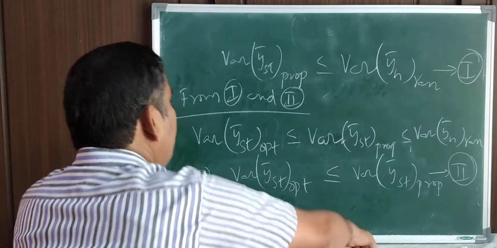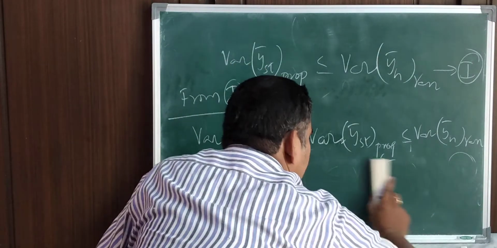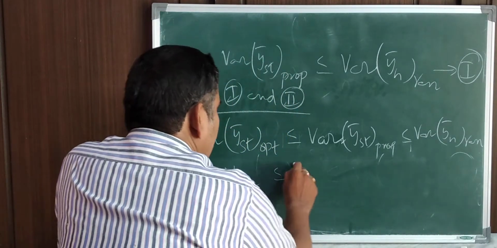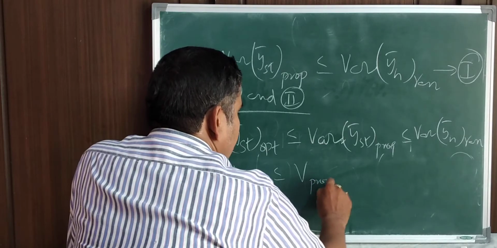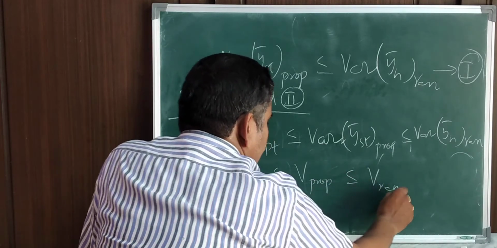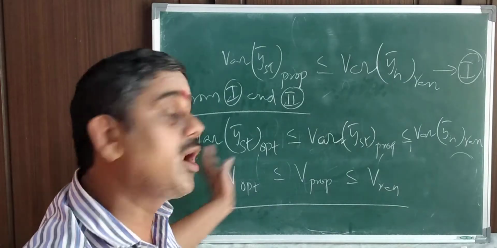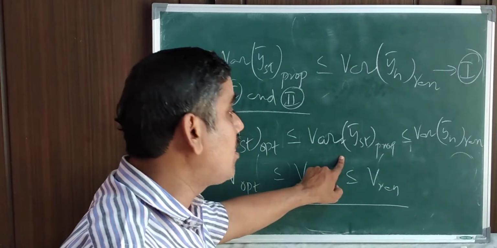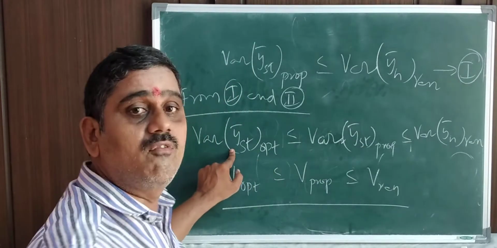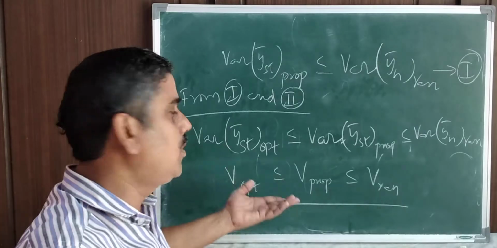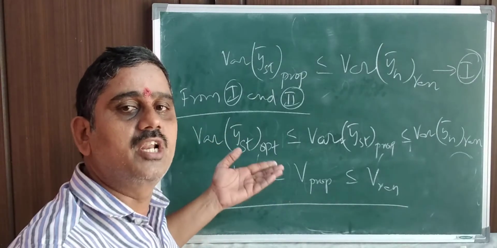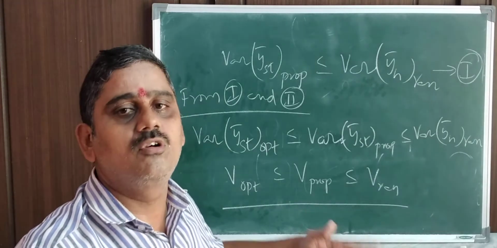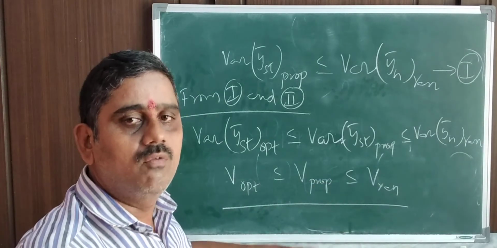It can also be written in another fashion simply. Variance of optimum is less than or equal to variance of proportion, which is less than or equal to variance of random. In another fashion, variance of y bar n random is greater than or equal to variance of y bar st proportion, which is greater than or equal to variance of y bar st optimum. That is also true. Obviously, if A is less than or equal to B less than or equal to C, then obviously C is greater than or equal to B greater than or equal to A. That is the kind of relation we know in mathematics.